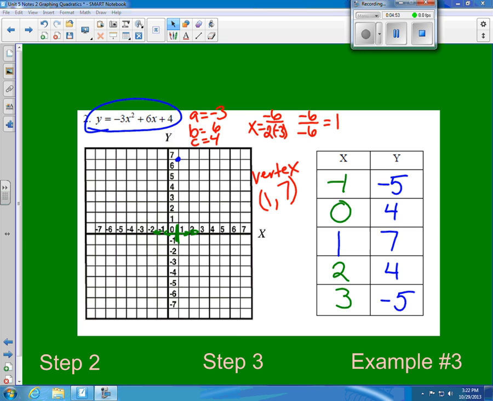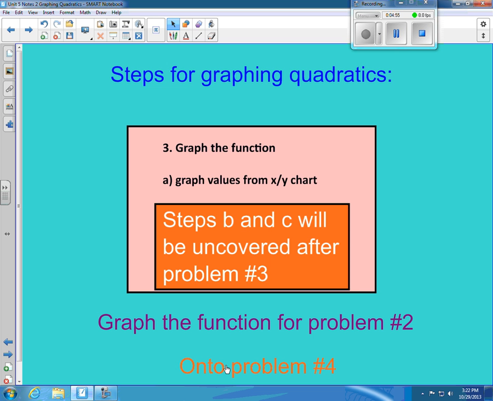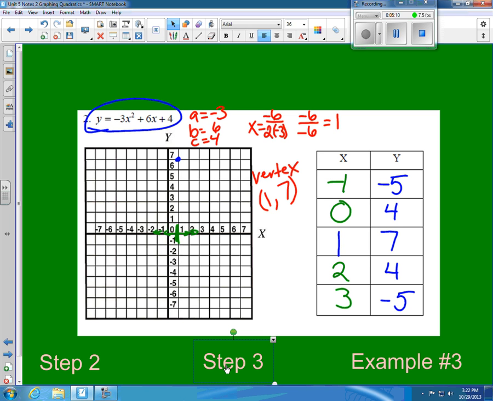All right, so let's go to step 3 now. Step 3 says graph the function, and you're going to graph the values from the XY chart. B and C are going to be uncovered after problem 3. So let's go ahead and just graph the function for problem 2. Back to problem 2 here.